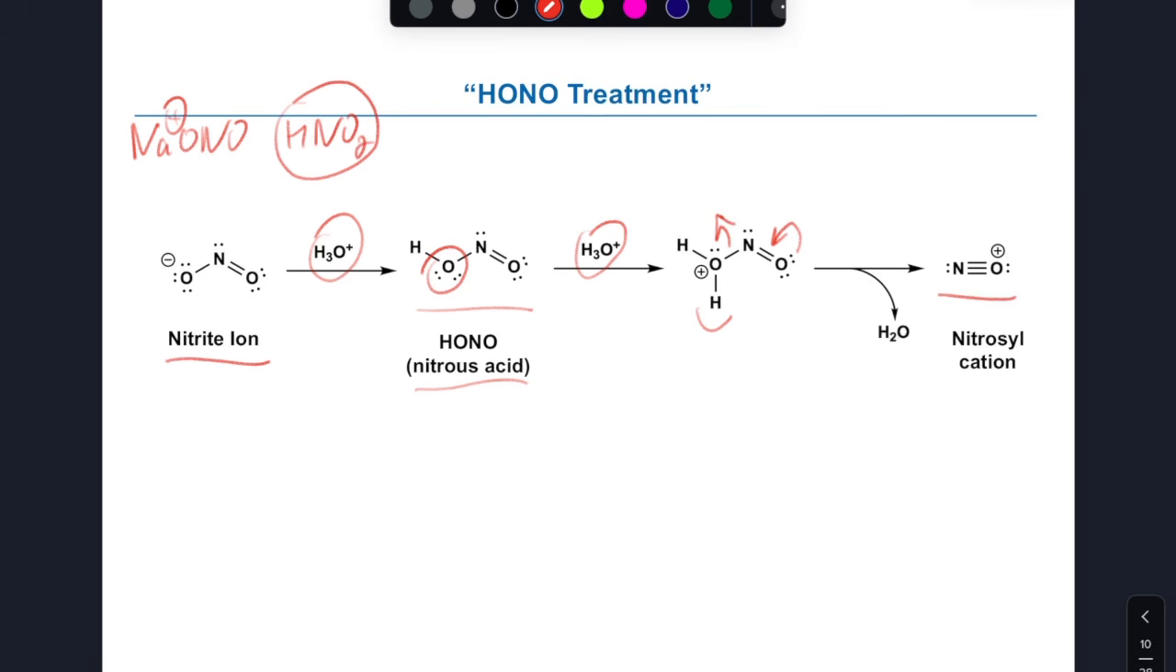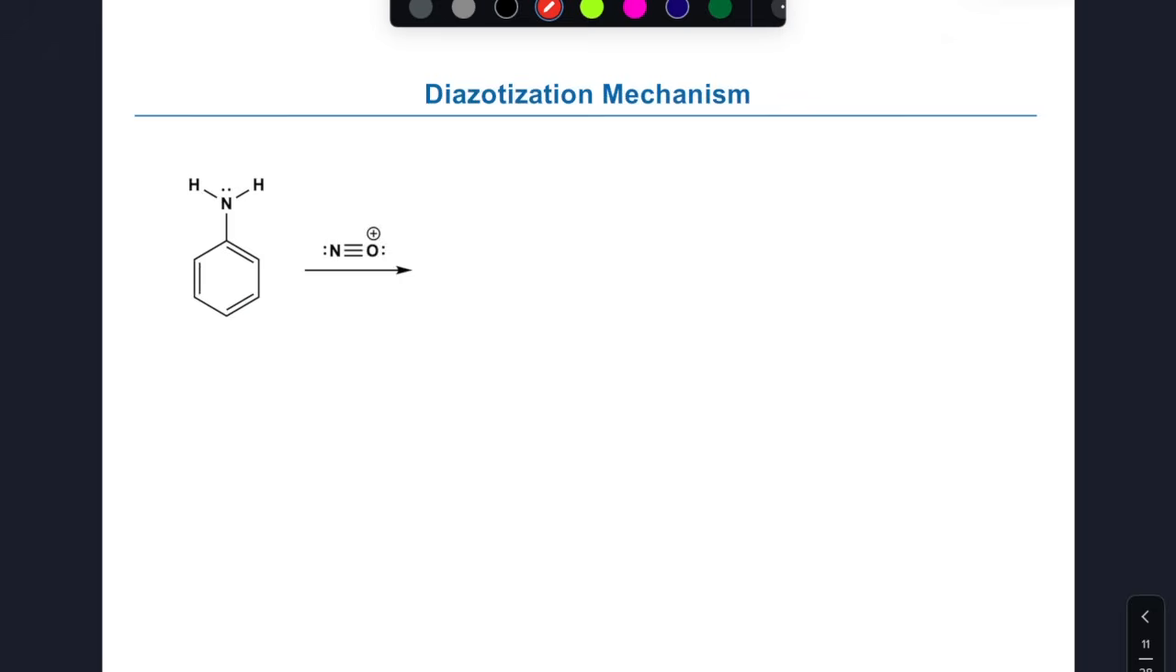That water group gives us our nitrosyl cation. Now these nitrosyl cations are very powerful electrophiles, so they can be attacked by other lone pairs. So once we've taken our sodium nitrite in the presence of acid, it makes our nitrous acid. Nitrous acid with just a little bit more acid makes this solution of nitrosyl cations.